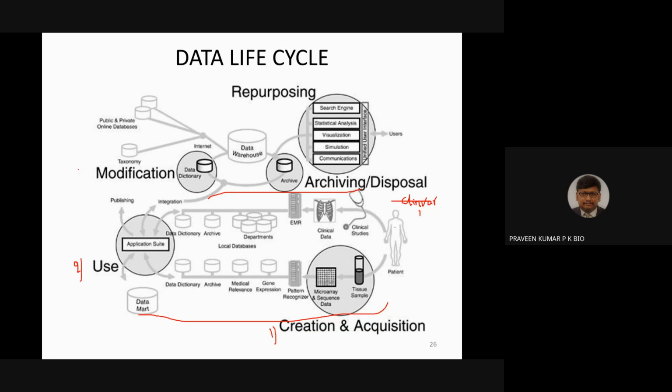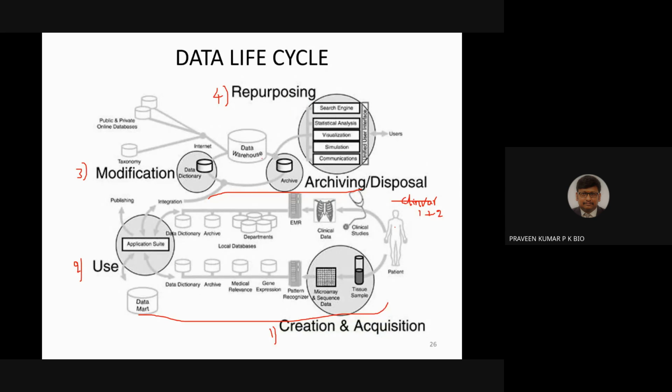This is the third step, modification. If you want to modify, you can modify the data. And the fourth is to repurpose. If you already have one or two drugs, and you want to check whether the effect of one drug with another two drugs is going to give the best effect or not, one can check that repurposing information by giving the repurposing drugs.